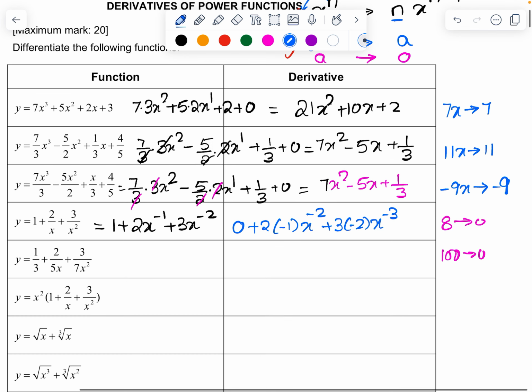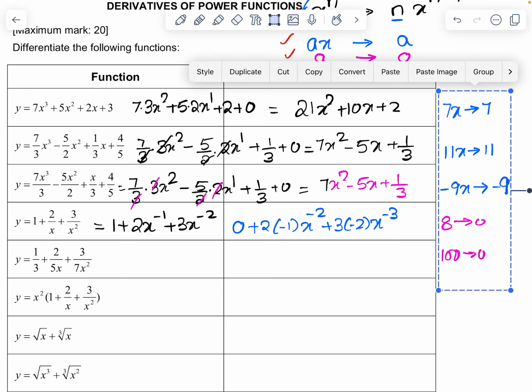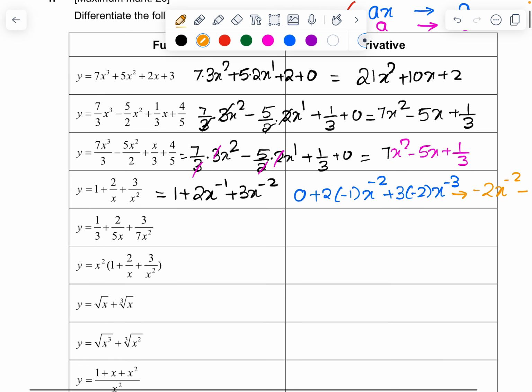So if I try to write the answer for that one, the answer is negative 2x to the power of negative 2, negative 6x to the power of negative 3. Next one, first of all, write it in the standard form: 1 upon 3, 2 upon 5 x to the power of negative 1, 3 upon 7 x to the power of negative 2.